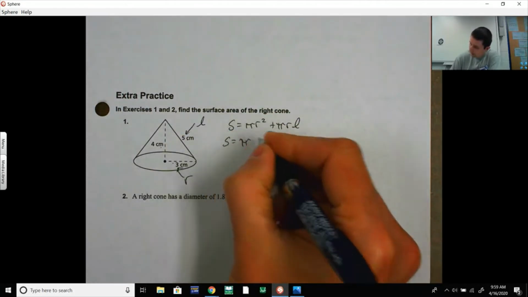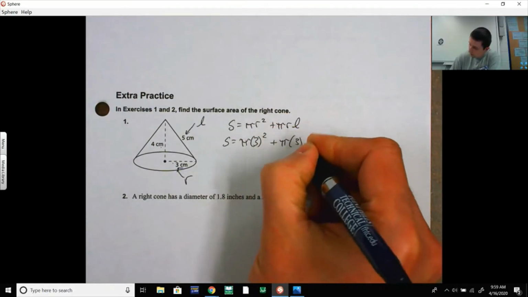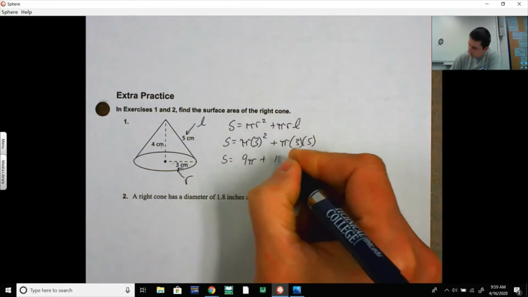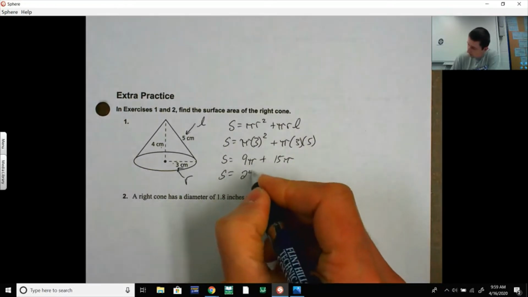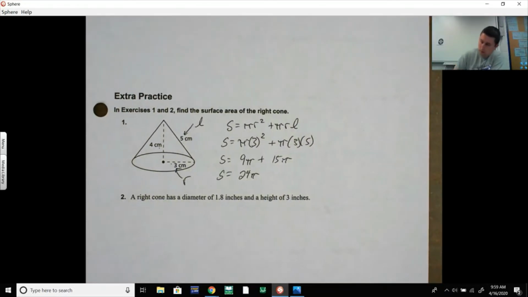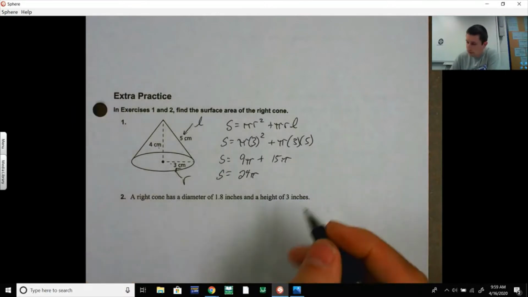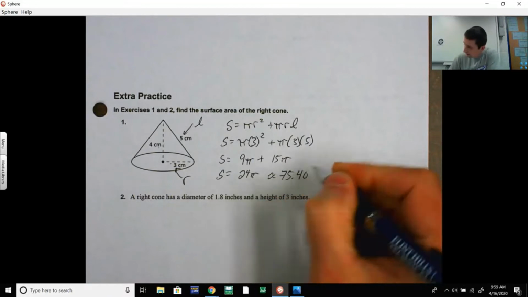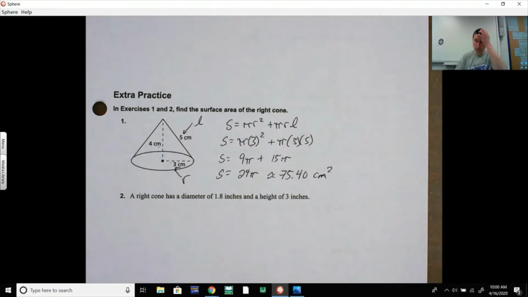So pi times 3 squared plus pi times 3 times 5. So S is going to be 9 pi plus 15 pi. So surface area would be 24 pi, which becomes about 75.40. And that would be square centimeters. Surface area is in square centimeters.